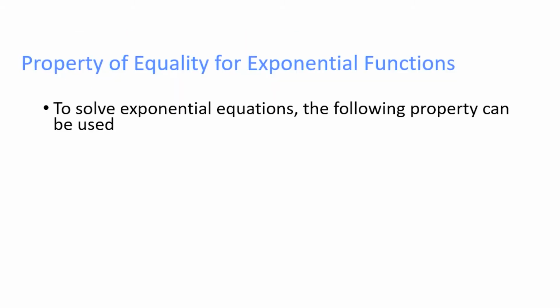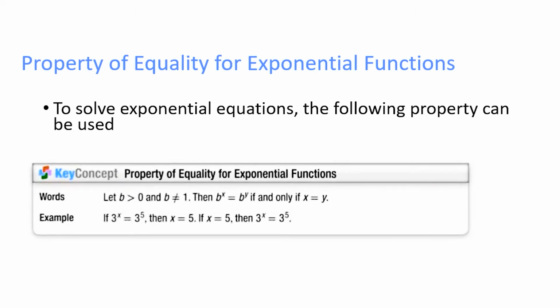We will use a very important property for solving exponential equations, and this is the property of equality for exponential functions. Let's see what it is. When we have a positive number b which is not equal to 1, then b to the power of x equals b to the power of y, if and only if x equals y.